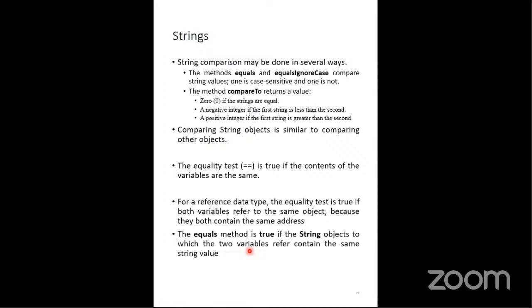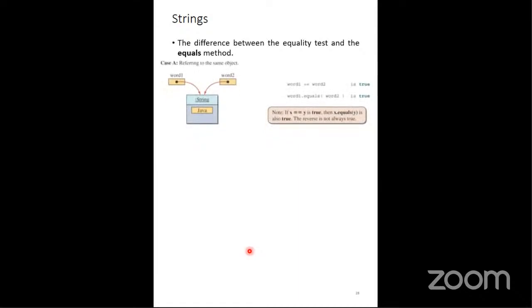All right, now let us take an example with a proper diagram. Okay, look at this diagram. I have two reference variables, word1 and word2. They both are referring to the same string object. This is the string object. This string object has a reference from two references, word1 and word2.